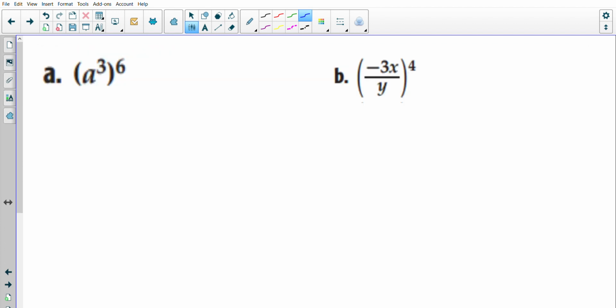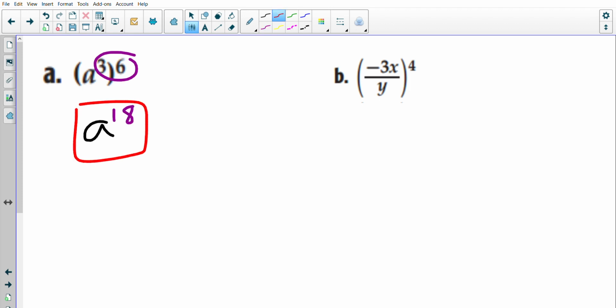So we have a to the third to the 6th power. When it's a to the third to the 6th power, it's a power to a power. You just end up multiplying the two numbers. So we get a, and then multiply those two numbers, we get 18. So a to the 18th power. And that's all there is. That's as simple as it is.